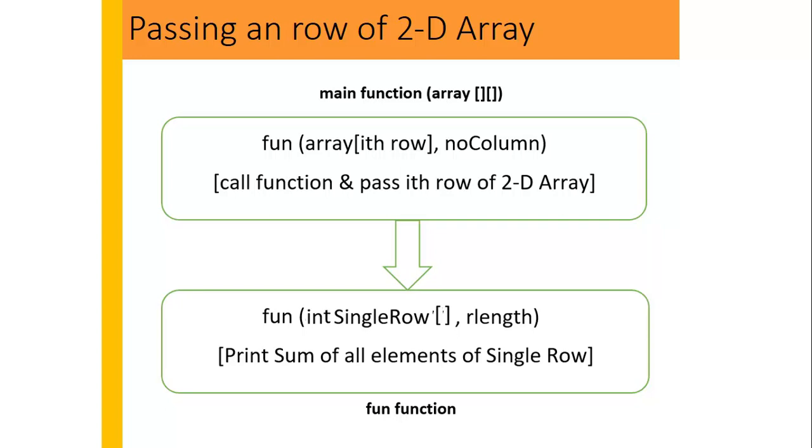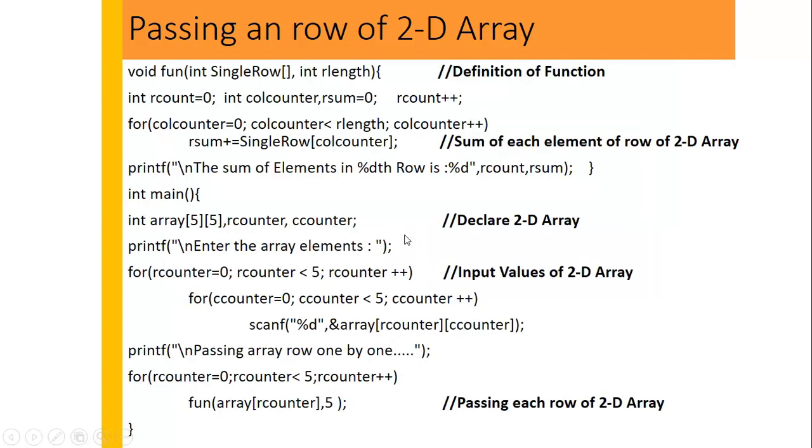So in the receiving function, we'll have a 1D array and a length telling how many elements are in that. In this particular program, we have declared a 2D array and taken a couple of variables to count the number of rows and columns. We took the input of all the elements of the 2D array by putting a couple of loops that we have already discussed in the previous session. Then we pass each of its rows one by one, starting from 0 to 4, to the function.